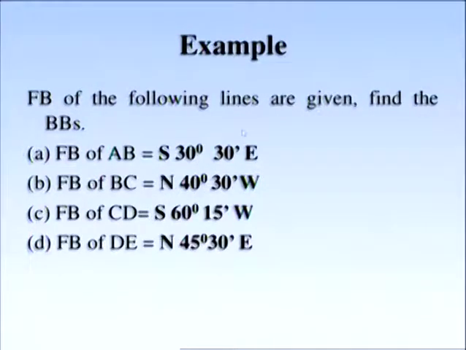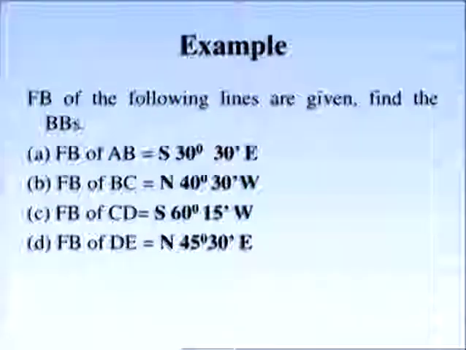Whenever you find east, simply put west, and whenever you find west, simply put east. It will convert automatically from fore bearing to back bearing and back bearing to fore bearing. The value you do not have to touch; simply the direction you have to change. If you draw the figure, then you will really understand how it is converted.